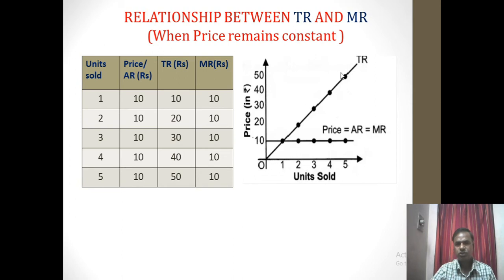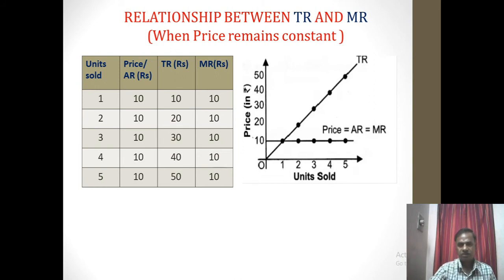Whereas this total revenue curve is upward sloping, and it starts from origin. So here the total revenue will be zero when the unit sold is zero. That's why it starts from origin. The total revenue will be zero when the number of units sold is zero.